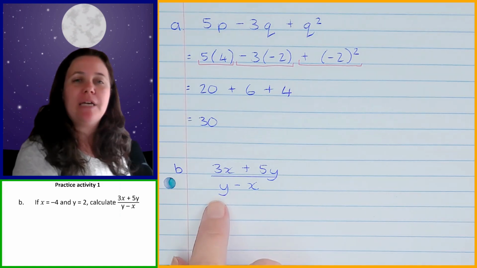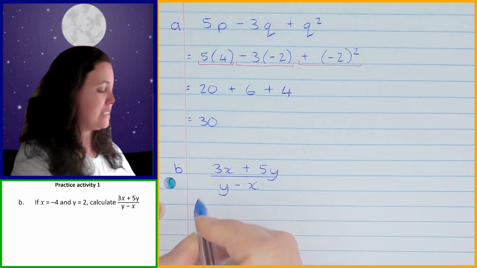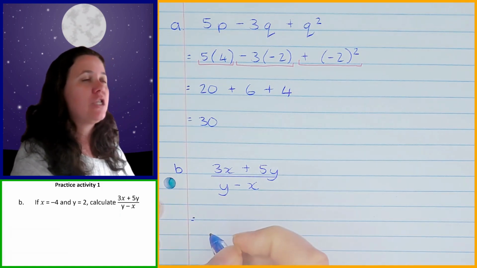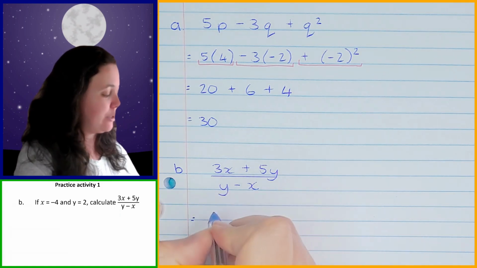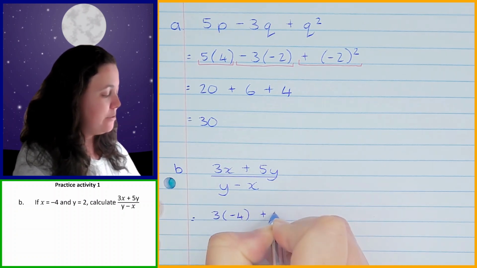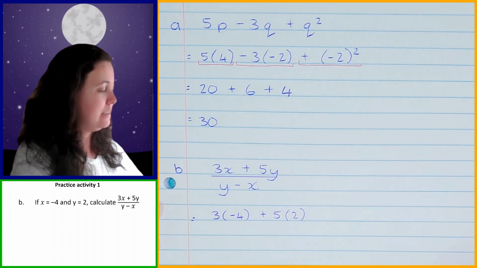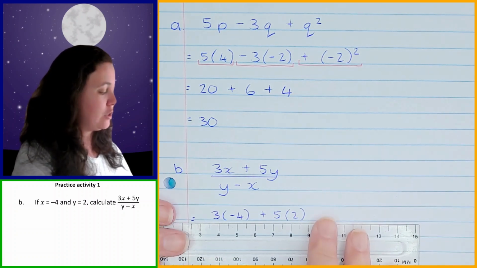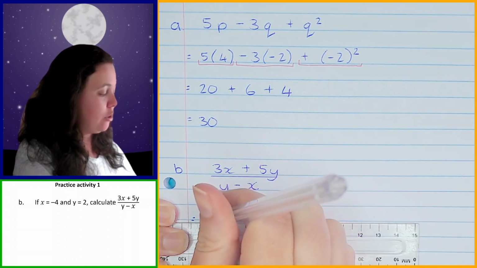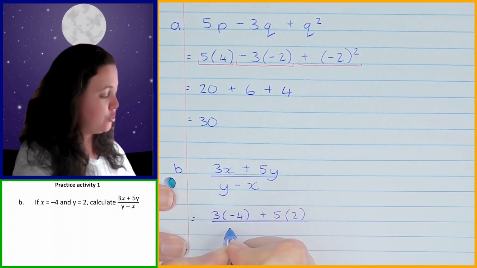So we're starting off over here with 3x plus 5y over y minus x. So we're going to go and substitute in the values that they gave us. So they told us that x is negative 4. So it's going to be 3 times negative 4 in brackets plus 5 times, they told us y is 2. So it's going to be 2 in brackets. And that all goes over our denominator, which is made of y minus x. So it's going to be at the bottom of a fraction y, which is 2.